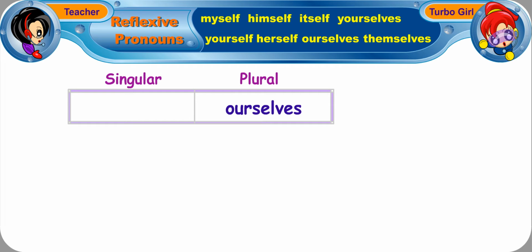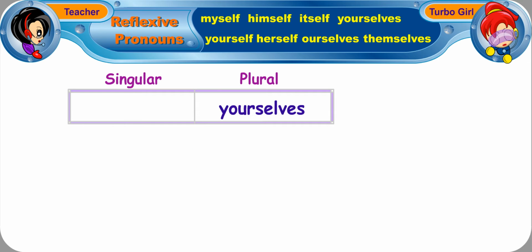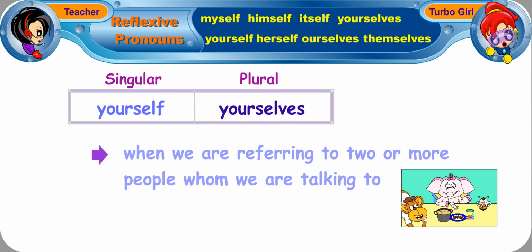Ourselves is the plural form of myself, and we use it when two or more people are talking about themselves. Yourselves is the plural form of yourself. We use it when we are referring to two or more people whom we are talking to.